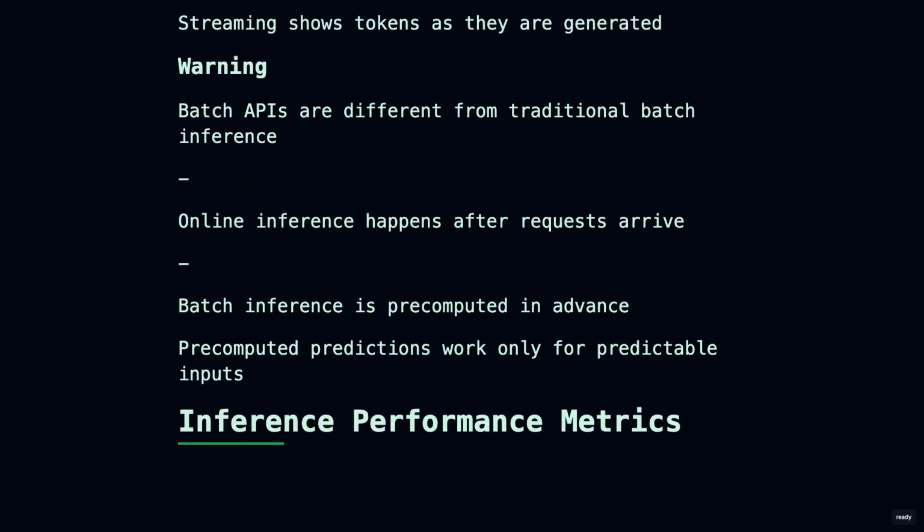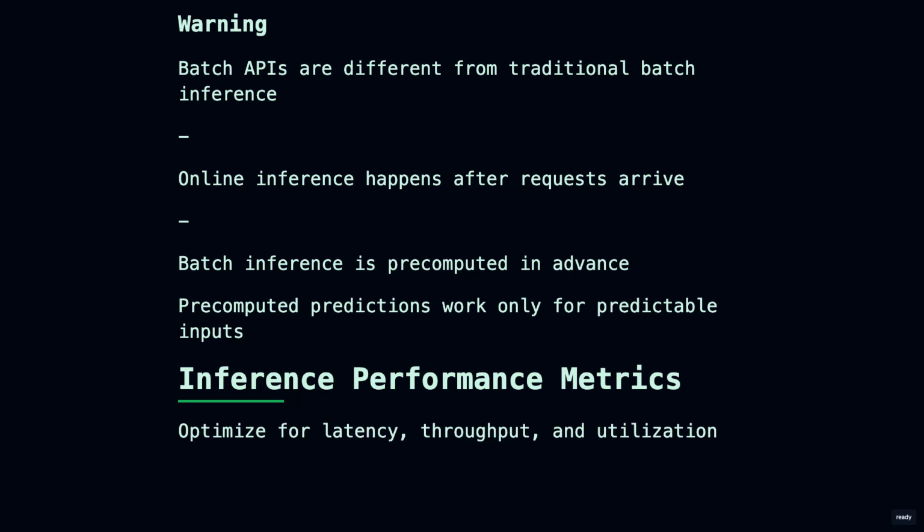In this section, we'll define the metrics that matter for serving language models. The key idea is that user experience, service efficiency, and cost are related, but not the same thing. From a user's point of view, latency is usually the main concern. But if you're building the service, throughput and utilization also matter because they directly affect how much the system costs to run.